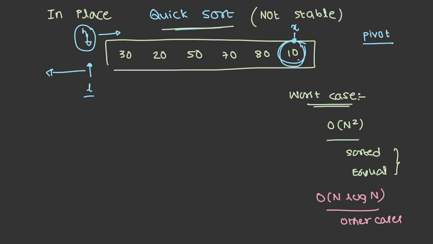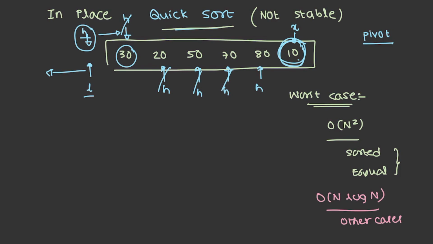Initially we have the low pointer and high pointer as we have discussed. The high pointer will be incremented and will point to this position. 30 is greater than 10, so the required element is higher than this element. This will be left as such, and the high pointer will be incremented. 20 is greater than 10. Again the high pointer will be incremented. 50 is greater than 10. Again the high pointer will be incremented. 70 is greater than 10. The high pointer will be incremented. 80 is also greater than 10. Now finally it has almost reached the pivot.